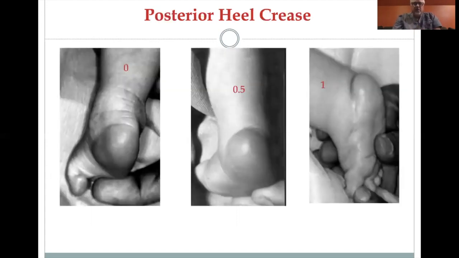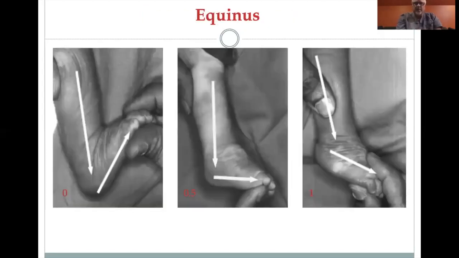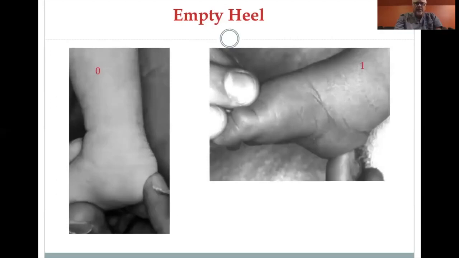Posterior heel crease, as we get to the hind foot, is similar to the medial heel crease. 0 is no crease, 0.5 is a very superficial crease, and then 1 is a deep crevice. Equinus basically is at 90 degrees. Does it go above 90 degrees? That's 0. If it only goes to 90 degrees, that's 0.5. If it doesn't get up to 90 degrees, that's a 1.